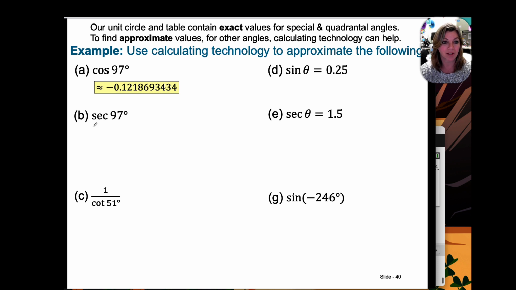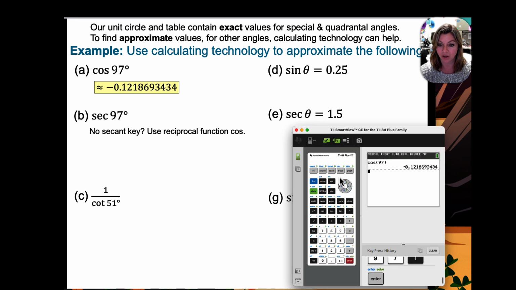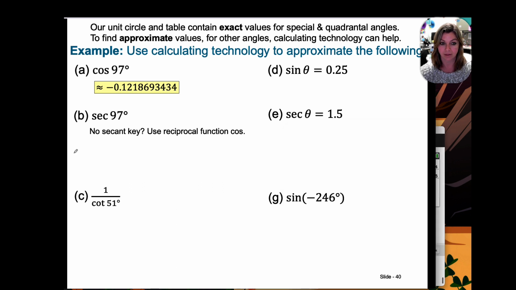All right, next one. We're going to use calculating technology to approximate secant of 97 degrees. Turn to your calculators and you might notice that there is no secant key, and that's okay. We can find its approximate value by using the reciprocal function, which is cosine. You type it in as 1 divided by cosine of 97 degrees, and that gives us the value of secant of 97 degrees, which is approximately negative 8.2055 and so on.